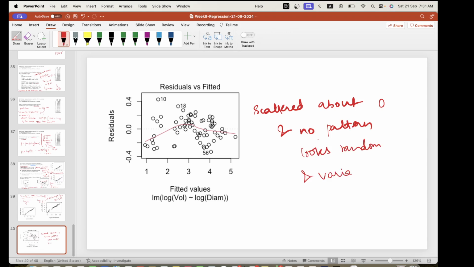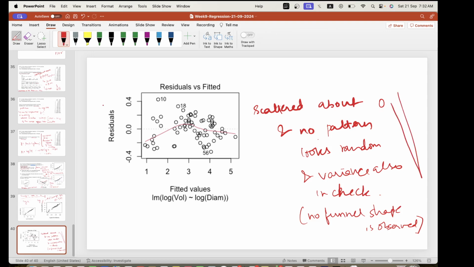and variance also in check, no pattern, no funnel shape is observed. So all these points confirm that this model has fit the data well, and we can finally go ahead with this model.